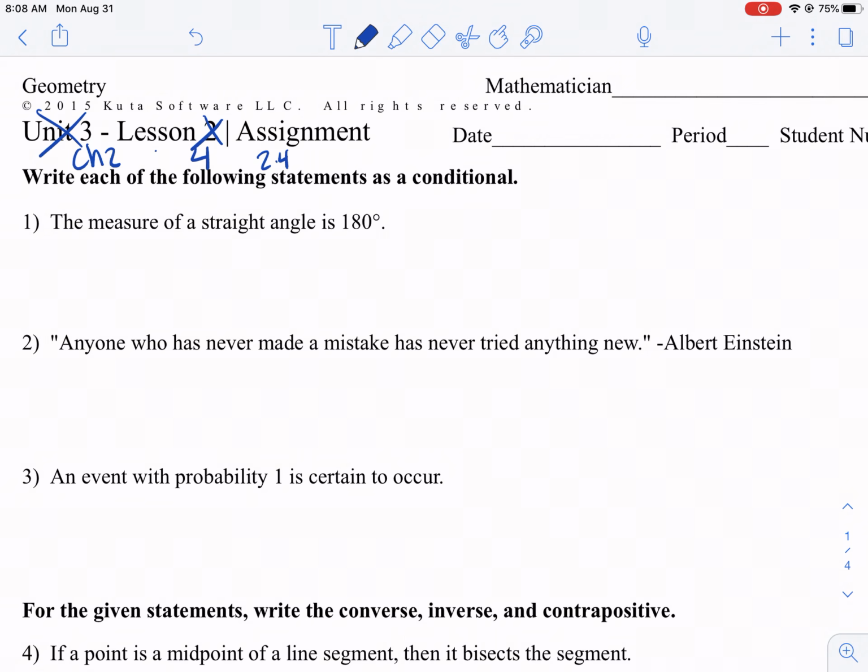Today we're doing Chapter 2, Lesson 2.4, despite what it says on the sheet. And this is a Kuta Software worksheet tutorial. One thing I think that's kind of cute is it says "mathematician" instead of "name." So anyway, let's go ahead and get started.